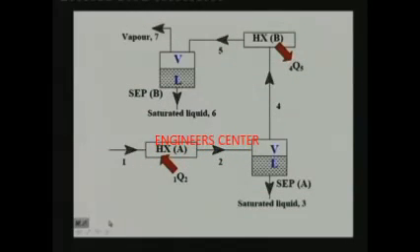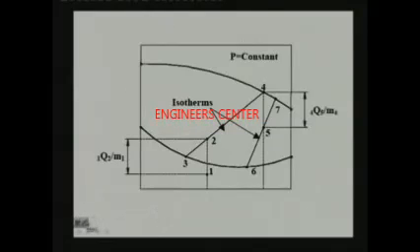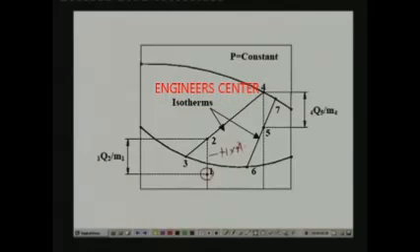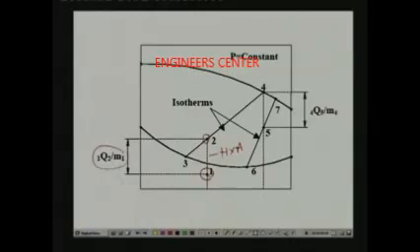Suppose I am plotting this process on an enthalpy composition diagram. How does it look? We started with subcooled liquid at state 1, and we have heated this in heat exchanger A. Since this is a single stream, you know that the exit condition will lie simply at a vertical distance of 1Q2 by M1 above this point. So, I can easily find out this enthalpy, and during this process the concentration remains the same.